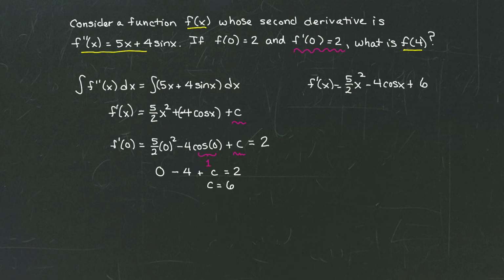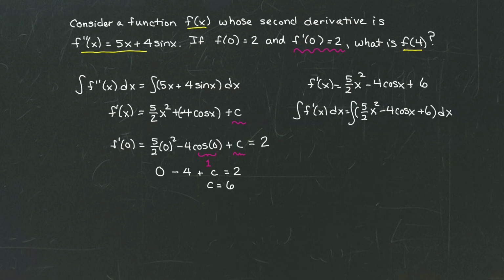All right, do you see where to go from here? We're so close. We now have our first derivative, and we need to repeat this process to get our original function. So again, I'm going to take an antiderivative. I'm going to take the antiderivative of the first derivative, and when I do that, that's going to give me my original function. So let's take the antiderivative of 5 halves x to the second minus 4 cosine of x plus 6.